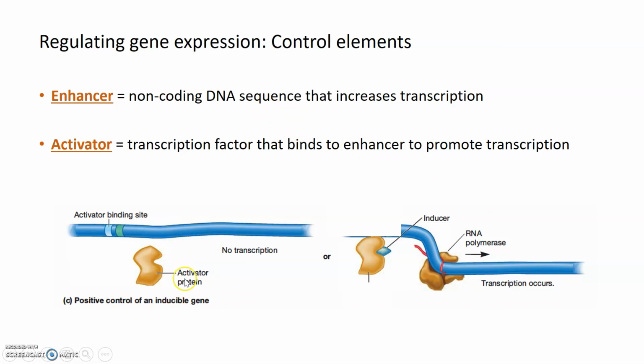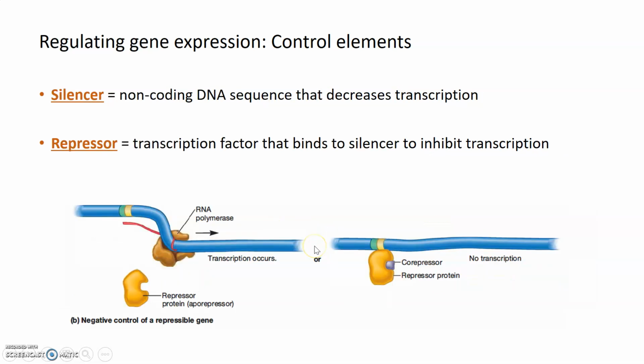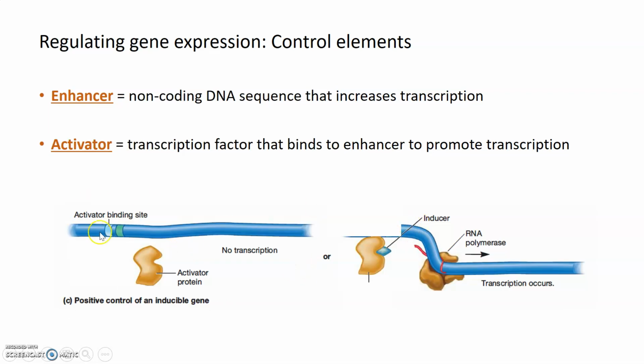And so you can see that happening here, right? The activator protein, or this transcription factor, can come in and bind to the enhancer region and recruit RNA polymerase to activate transcription. And the difference between the enhancer and the activator is, once again, the enhancer is the DNA sequence that the activator protein binds to. So enhancers are sequences of DNA and activators are proteins.